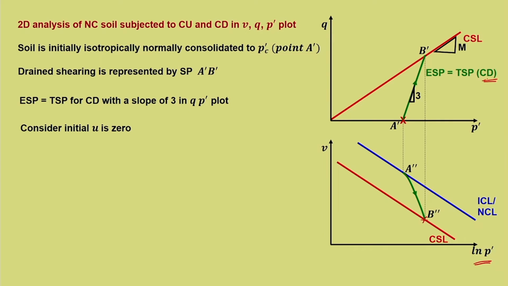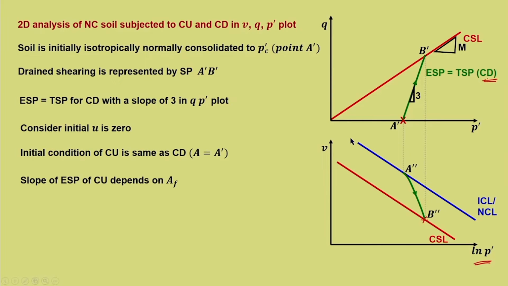Now, consider initial U is 0, there is no initial pore water pressure. So, the initial condition of CU is the same as CD. So, there is no change in the point A dash. So, A is equal to A dash. Slope of ESP of CU depends on AF.